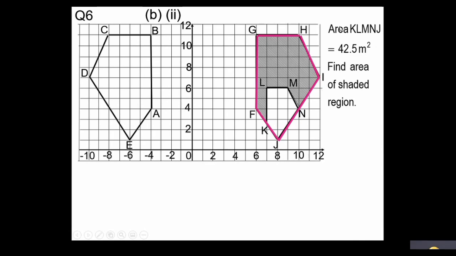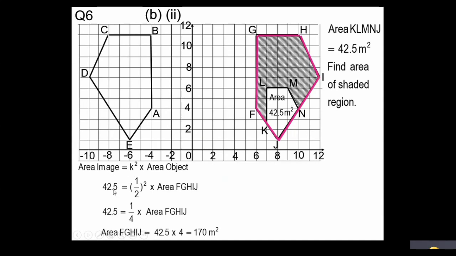Okay, now what is this? Area K, L, M, and J. K, L, M, and J. This one is 42.5. Find area of shaded region. Yeah, remember this image and this big one is the object. Okay, use the formula.